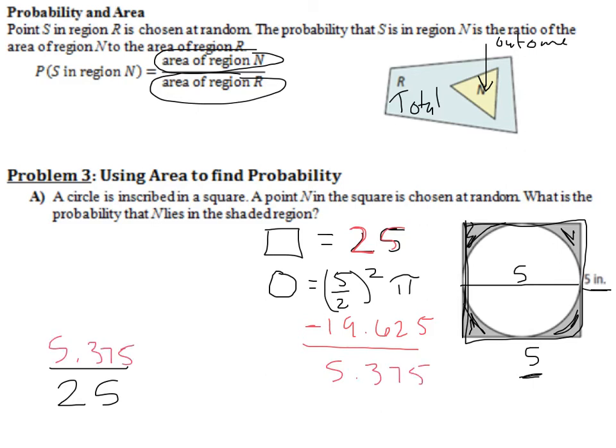Now, I do not want a fraction with a decimal. So what you could do here is somehow simplify it, or else you can change it into a percentage. So this would be 21.5% chance that if you pick a point, it would be in the shaded region.